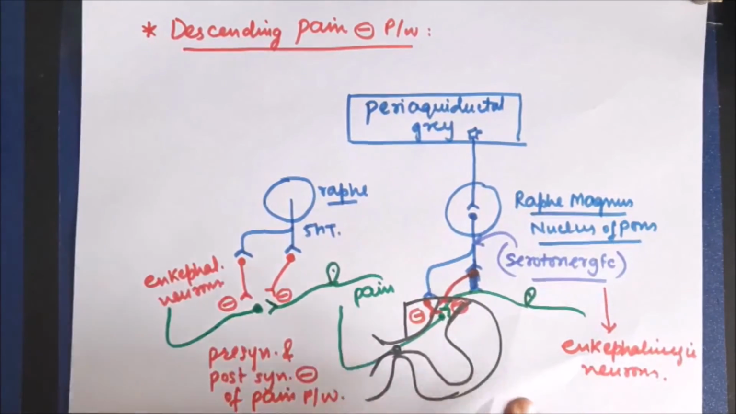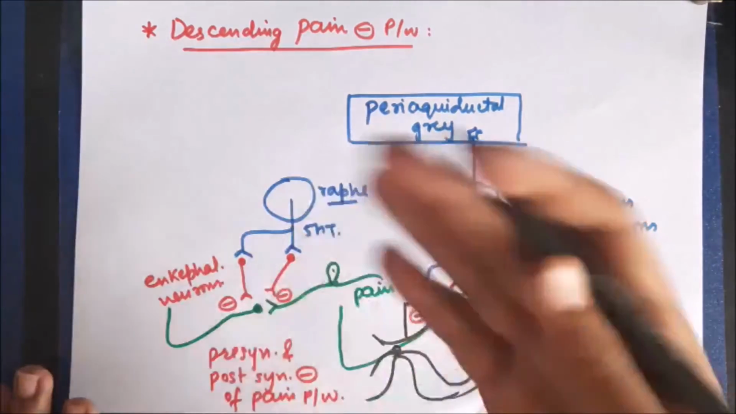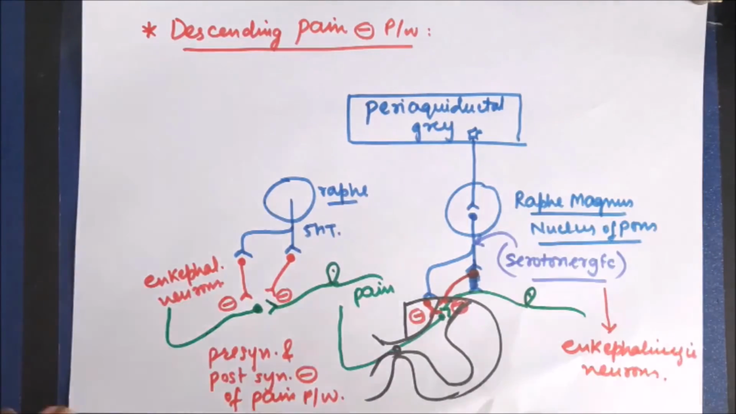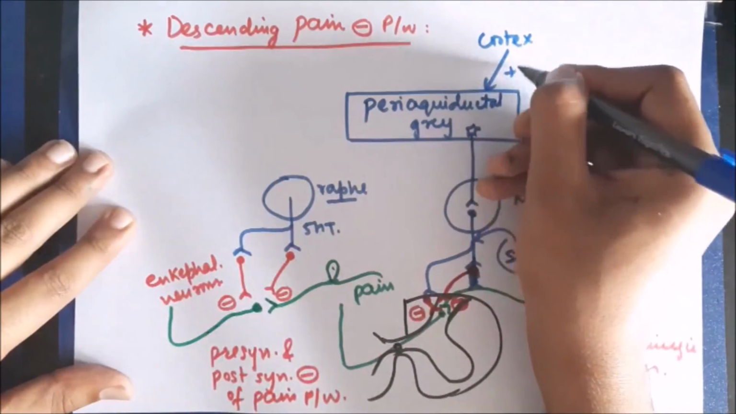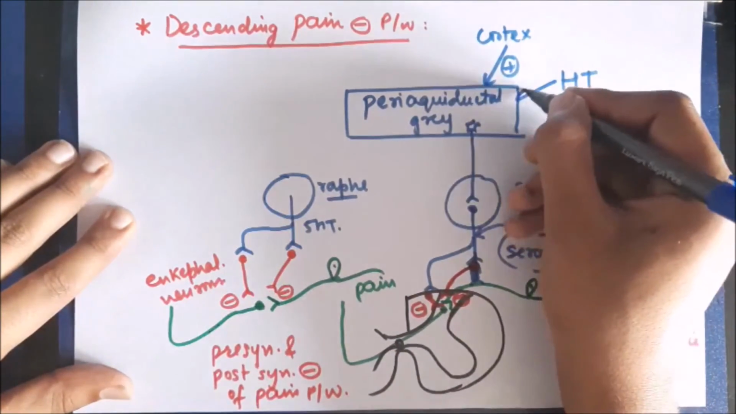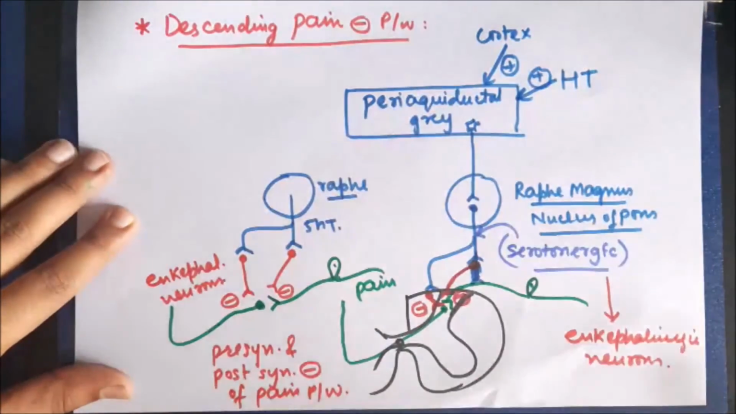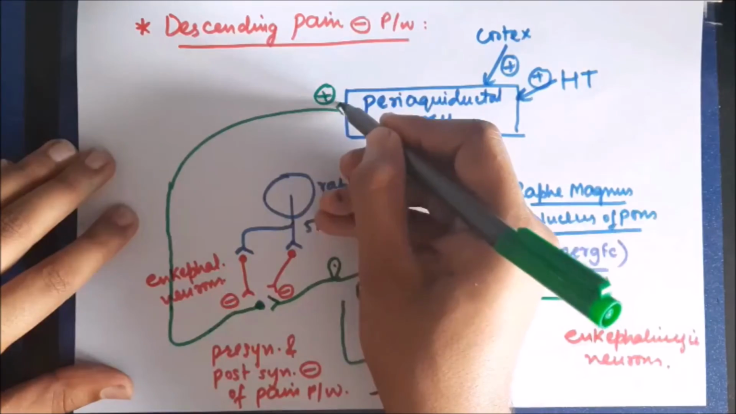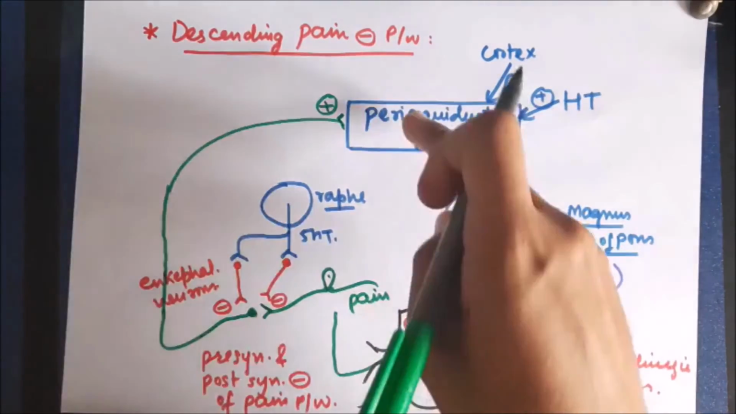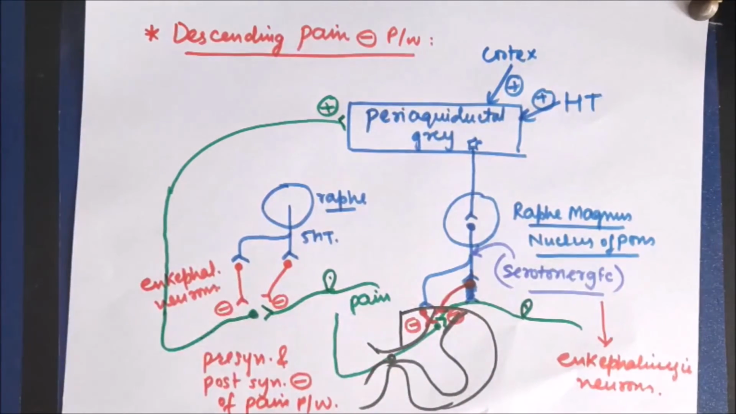Now the question is, what stimulates the periaqueductal gray to cause inhibition of pain? The periaqueductal gray can receive signals from the cerebral cortex, and it can also receive signals from the hypothalamus. The most important thing is that the periaqueductal gray itself is stimulated by the fibers of slow pain. So fibers of slow pain themselves cause stimulation of the periaqueductal gray, and there is inhibition of the pain pathway. So this is the descending pain inhibition pathway.